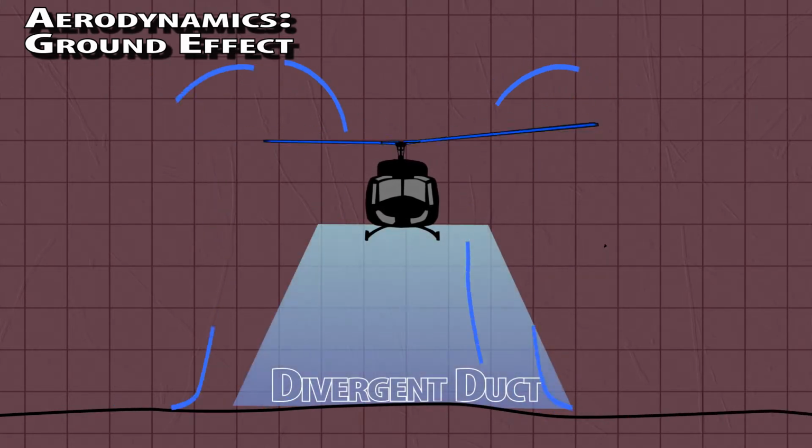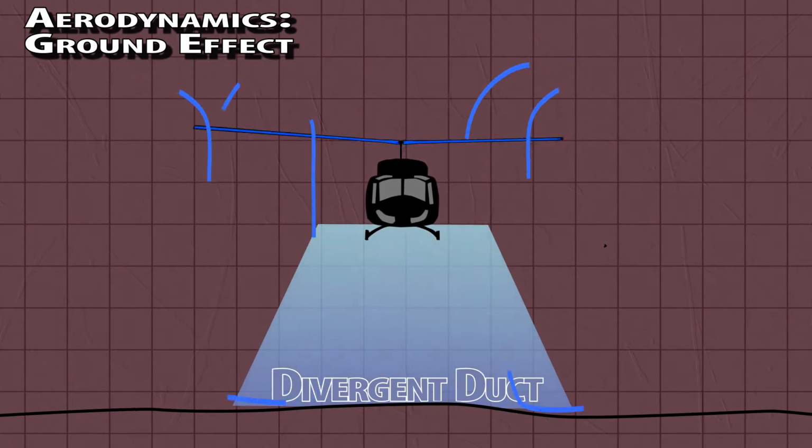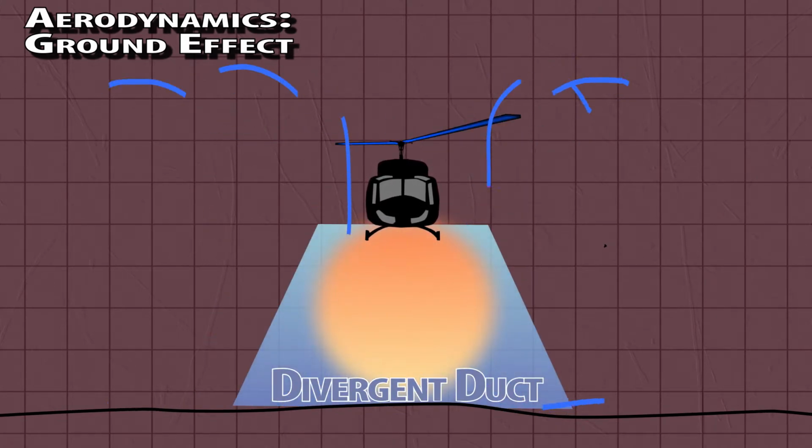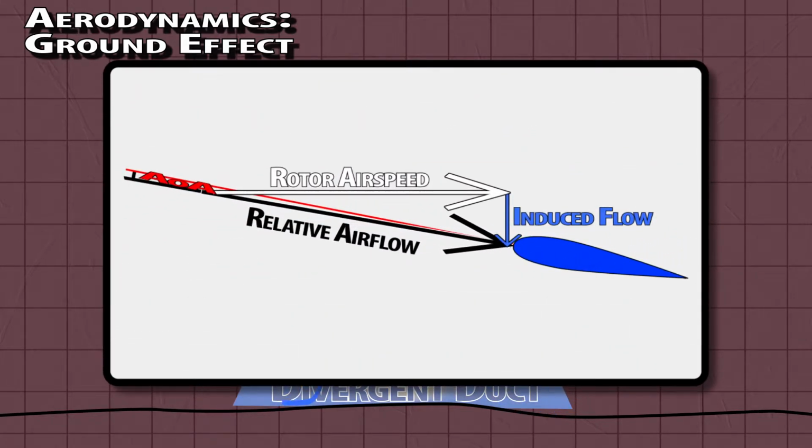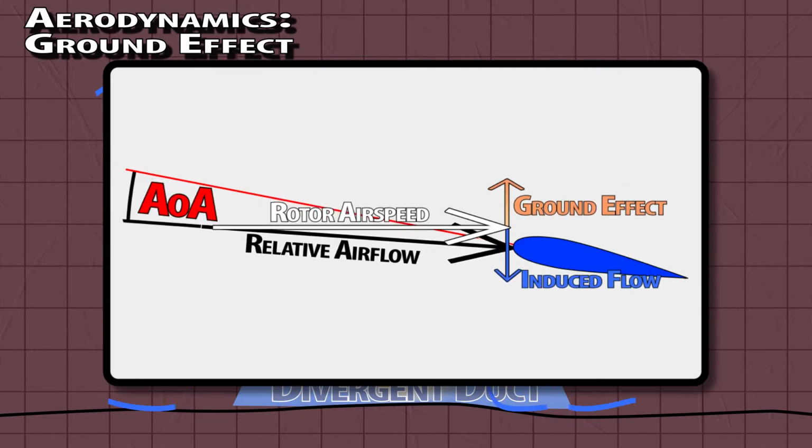A diversion duct is created, causing an increase in pressure. The increased pressure of the air underneath opposes and reduces the induced flow. This means the angle of attack is greater, which means the lift is increased for any given pitch setting.